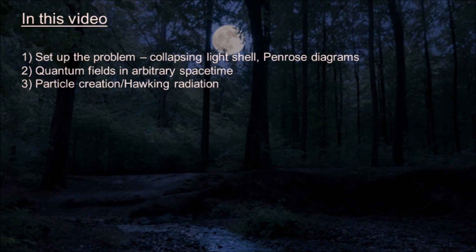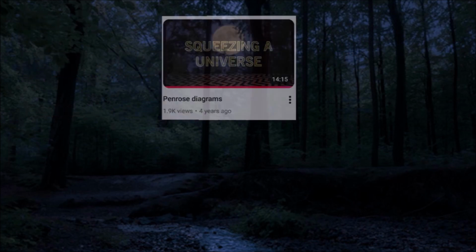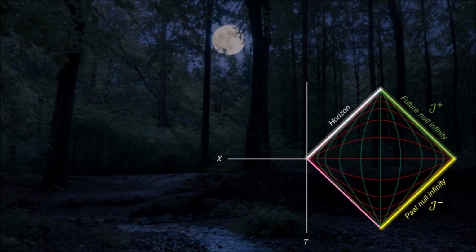As usual, I will work in Planck units. To discuss Hawking radiation, it is convenient to use Penrose diagrams. If you don't know what a Penrose diagram is, watch my video on the topic. The link is in the description box. In that video, I discussed the Penrose diagram for an eternal black hole, which looks like this.